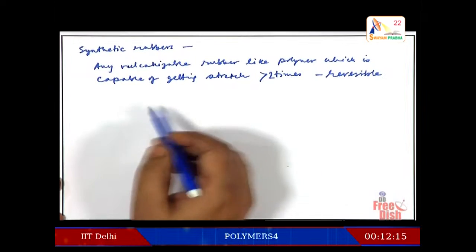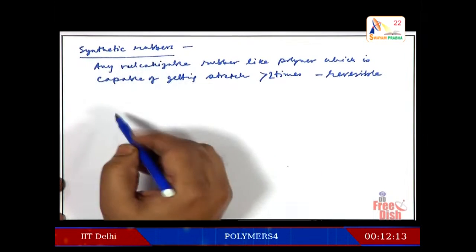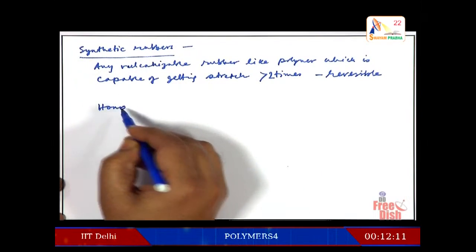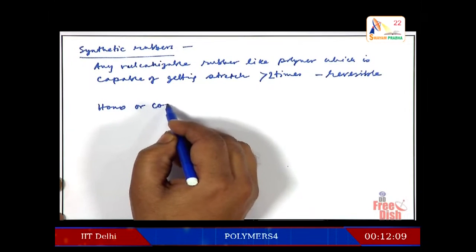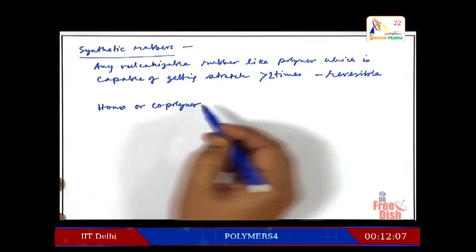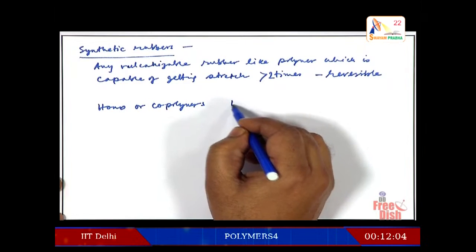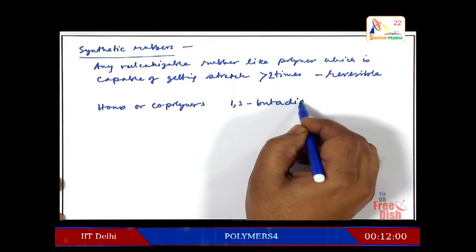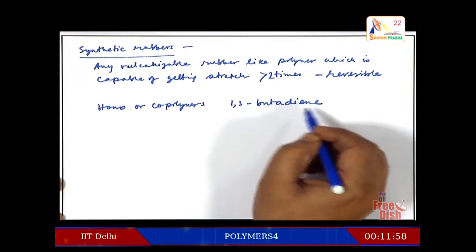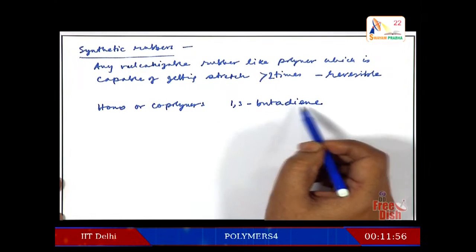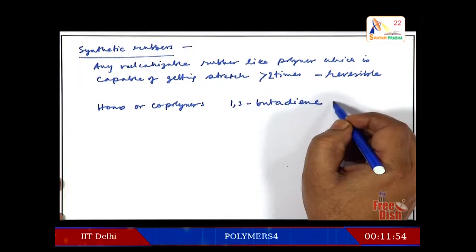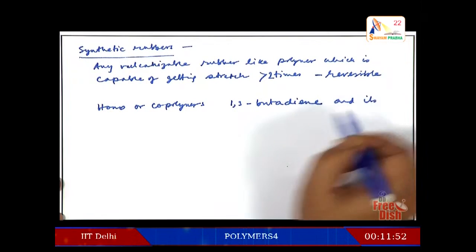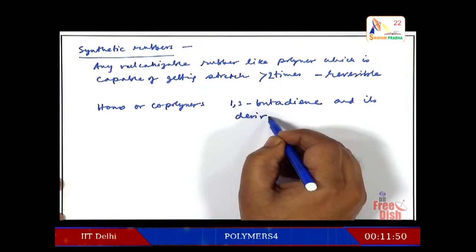And the synthetic rubbers are mainly homopolymers or copolymers of 1,3-butadiene and its derivatives.